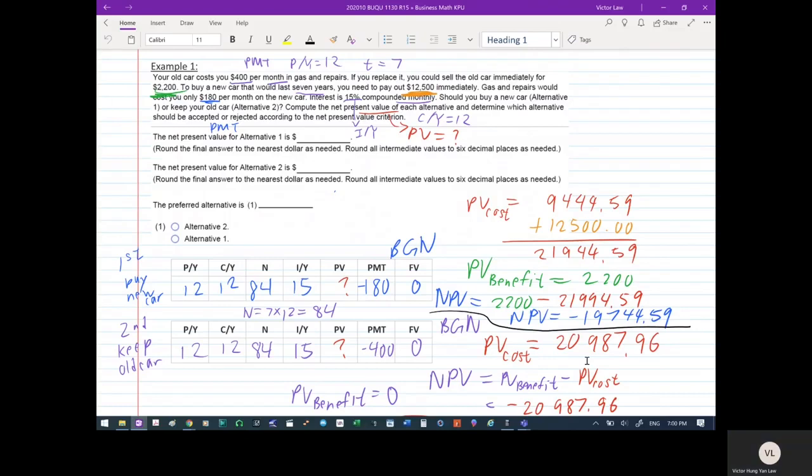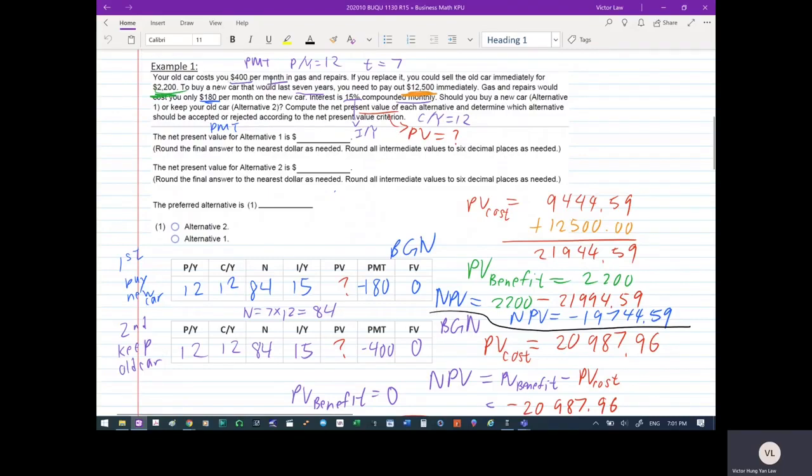Alternative 1. Or should you keep the old car? Alternative 2. Compute the net present value of each alternative and determine which alternative should be accepted or rejected according to the net present value criterion. So what we have here is two options. The first option is to buy the car, and the second option is to keep the old car. In this case, we're going to do the second option first. We're going to look at keeping the old car first.